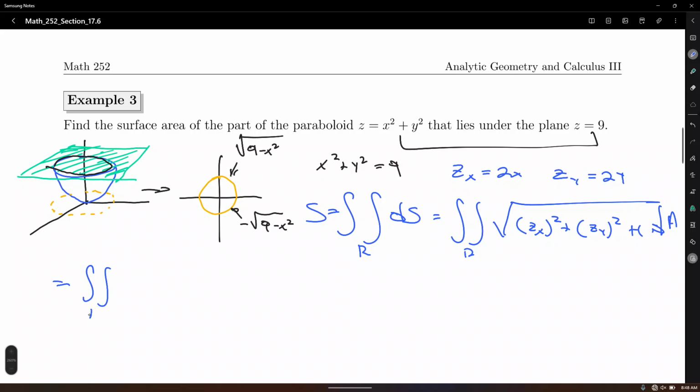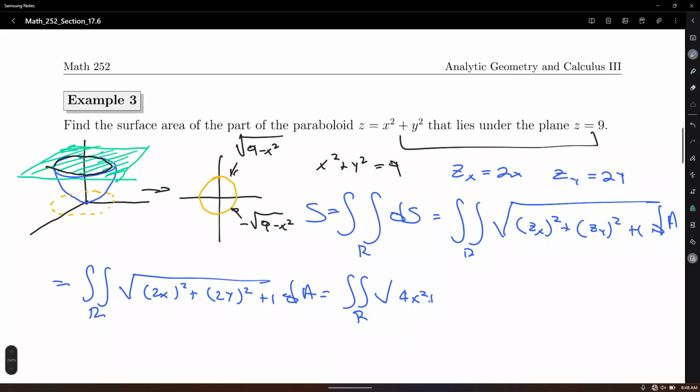That's the double integral over the region R. That is 4x squared plus 4y, hold on. That is 2x squared plus 2y squared plus 1 dA. That's the double integral over the region R of the square root of 4x squared plus 4y squared plus 1 dA.